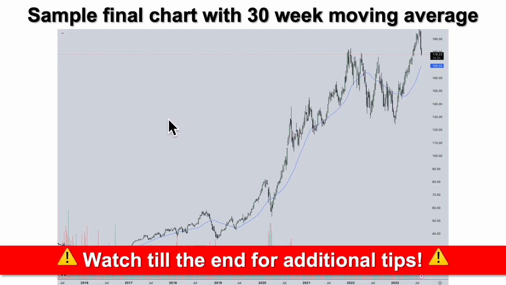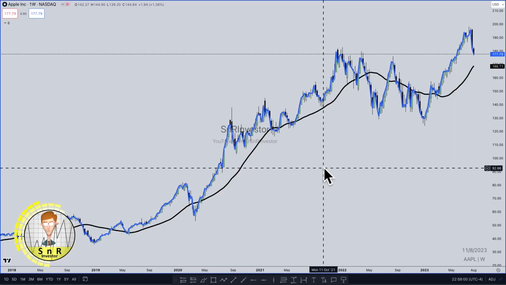Here is a sample of the final chart with the 30-week moving average after you have followed the previous steps. Remember to watch to the end for additional tips on using the stage analysis. Okay, let's start analyzing Apple with stage analysis.